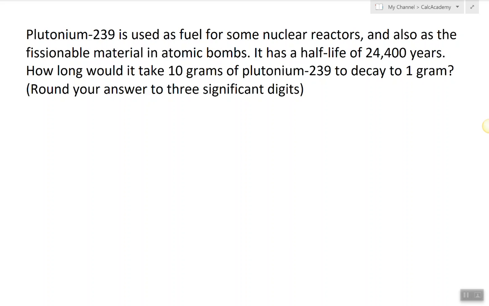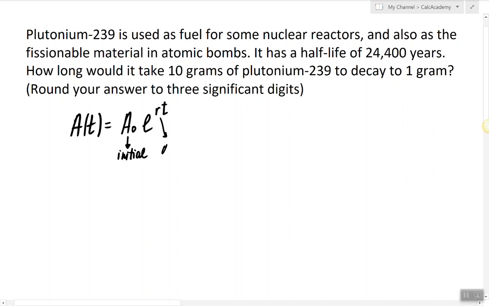First step is to recognize that plutonium decays exponentially and continuously. Therefore, the amount of plutonium that you have at time t can be written using this formula, where A0 is the initial amount and R is the continuous decay rate.